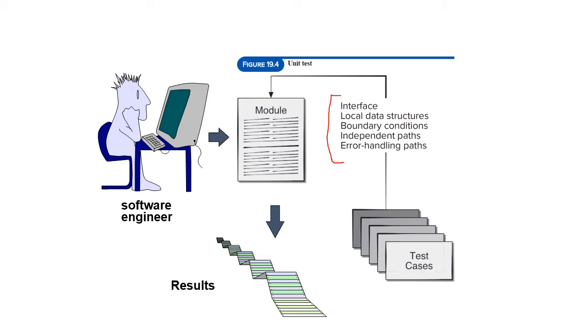And finally, we also need to test the error handling path. So these are the paths that we create in cases where we find an error. So this must be created, and then we need to test this error handling path as well.